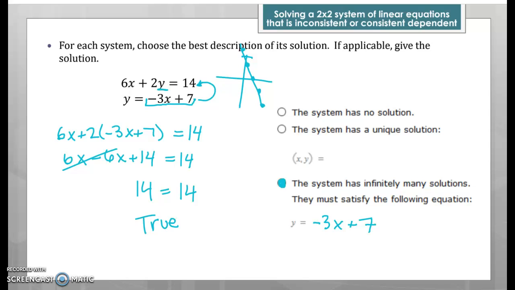So for this, how do we do these? We can solve either equation for y. In this case, y was already solved for, but if it's not, then all we have to do is for either equation solve for y, and we get our answer. So that is solving 2 by 2 systems of linear equations that are inconsistent or consistent dependent.